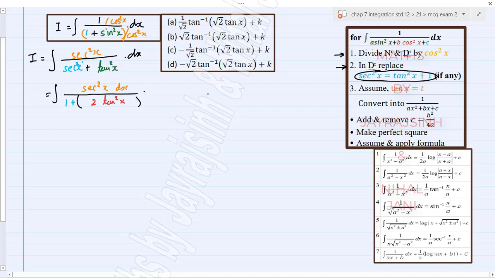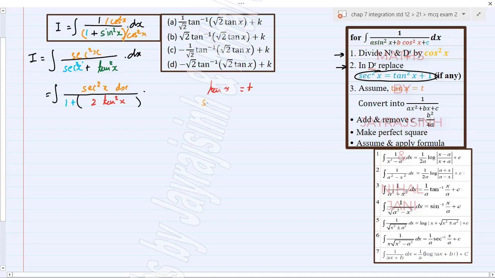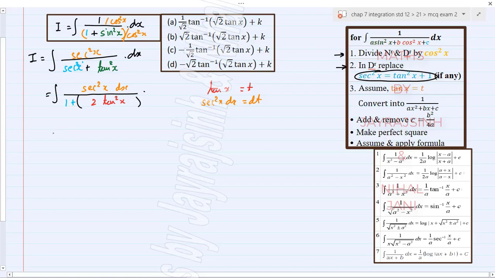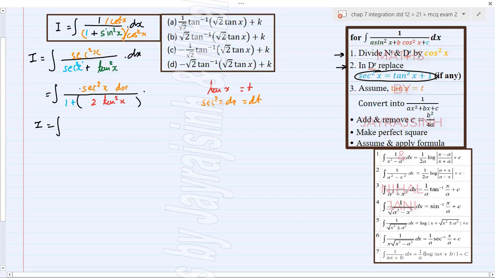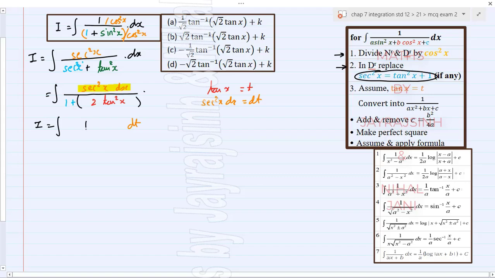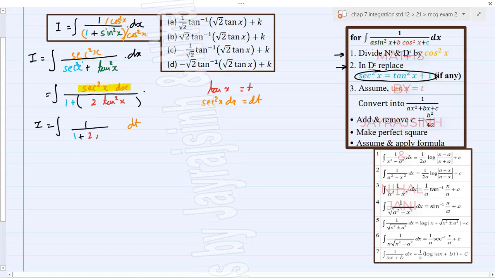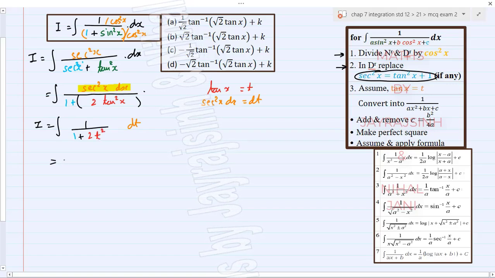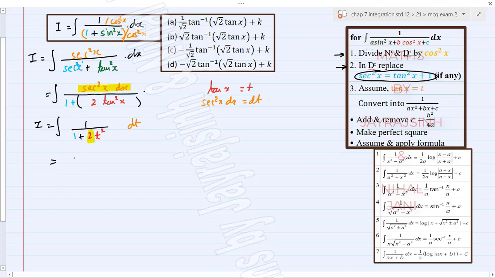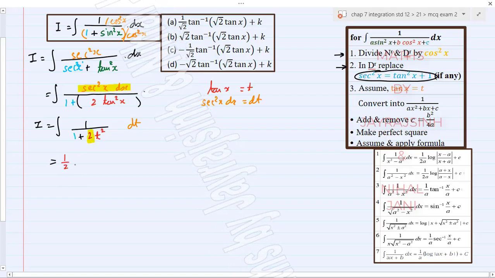So let's assume tan x is equal to t. Differentiation of tan x will be sec square x dot dx is equal to dt. So we can modify our integration as this sec square x dot dx will become dt, and in denominator we will get 1 plus 2 times t square. Now before we go for integration, let's try to take the coefficient of t square common. So 1 by 2 is common.